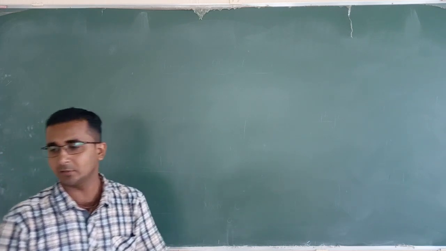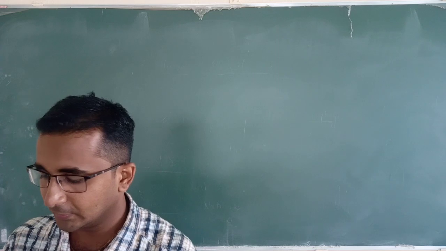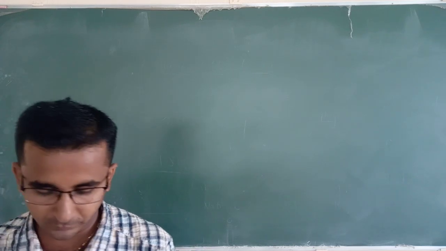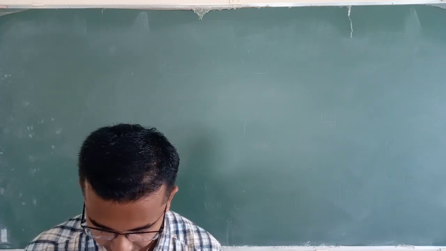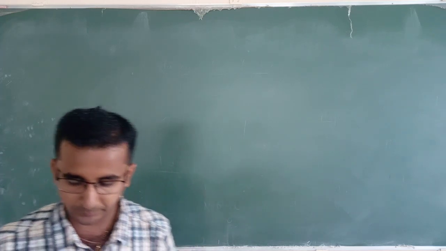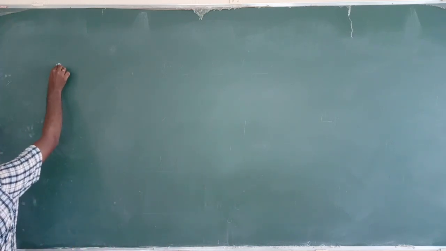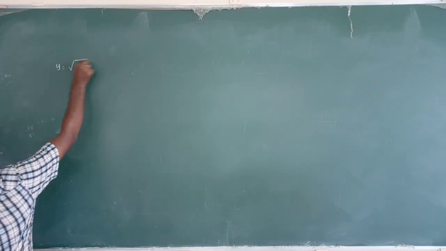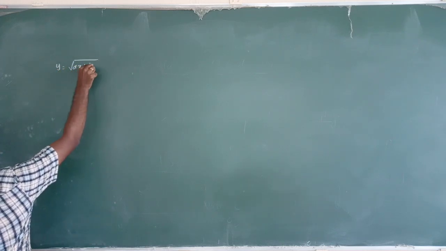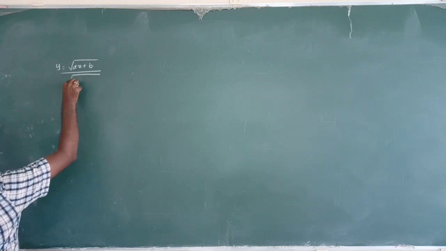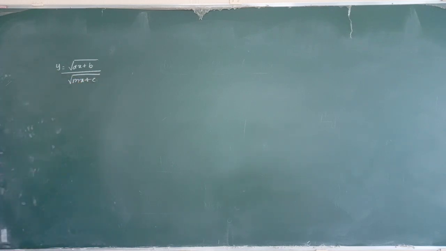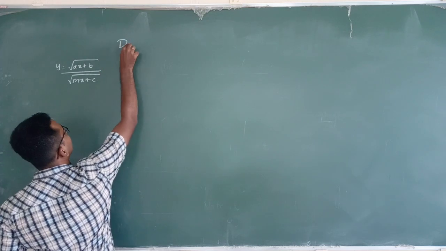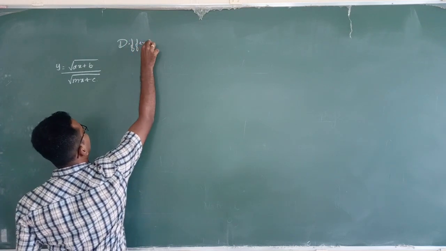Now I am going to continue with a few more examples of differentiation by using the chain rule. One more example I will take: y equals root of ax plus b divided by root of mx plus c. This is one more example of differentiation using the chain rule.